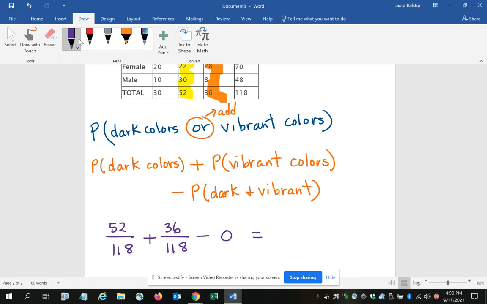So again, we add together, we have 88 out of 118, and we can convert that to a decimal by the division. 88 divided by 118 gives me approximately 0.746. So I hope that's helpful.